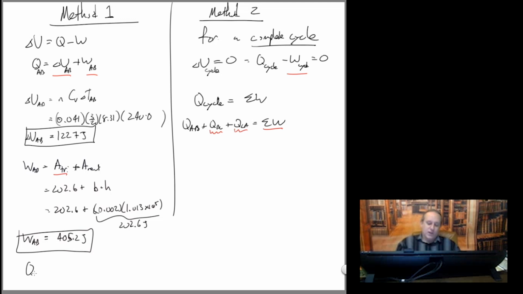And therefore, the QAB is 1,227 plus 405.2. That looks like 1,632.2.